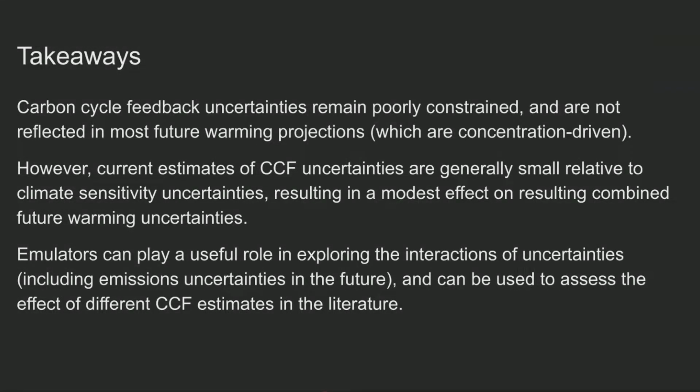So to conclude with a few takeaways here, carbon cycle feedback uncertainties remain relatively poorly constrained and are not reflected in most future warming projections, which primarily are concentration-driven outside of the relatively small number of emission-driven runs from Earth system models. However, current estimates for carbon cycle feedback uncertainties are generally fairly small relative to climate sensitivity uncertainties and result in a modest effect on resulting combined future warming uncertainties. And then finally, and this is why it's very relevant for the discussion here, emulators like FAIR can play a useful role in exploring the interactions of uncertainties, including emissions uncertainties in the future, that can be used to assess the effect of different carbon cycle feedback estimates in literature.